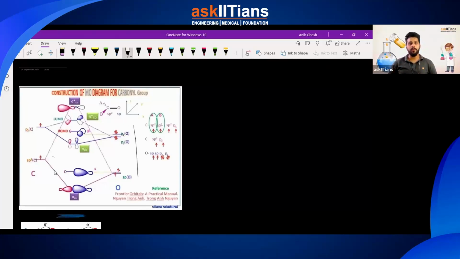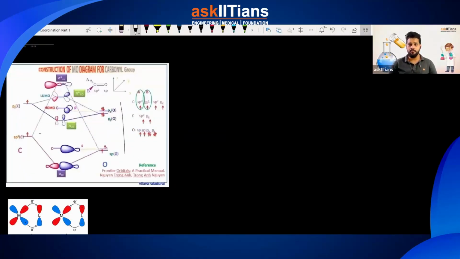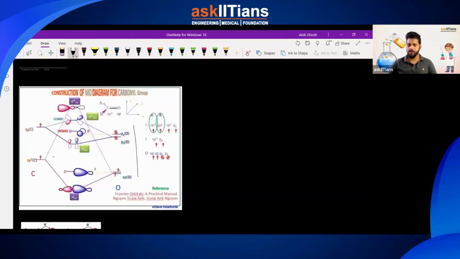What happens in carbonyl systems or cyanide systems or all the systems that we have pointed out as strong field ligands? Why are they strong field ligands? Why are they considered strong field ligands? That's the point of discussion right now. I have told you that cyanide, carbonyl, nitrosyl are all strong field ligands, and they are strong field because of the condition called the synergistic effect.